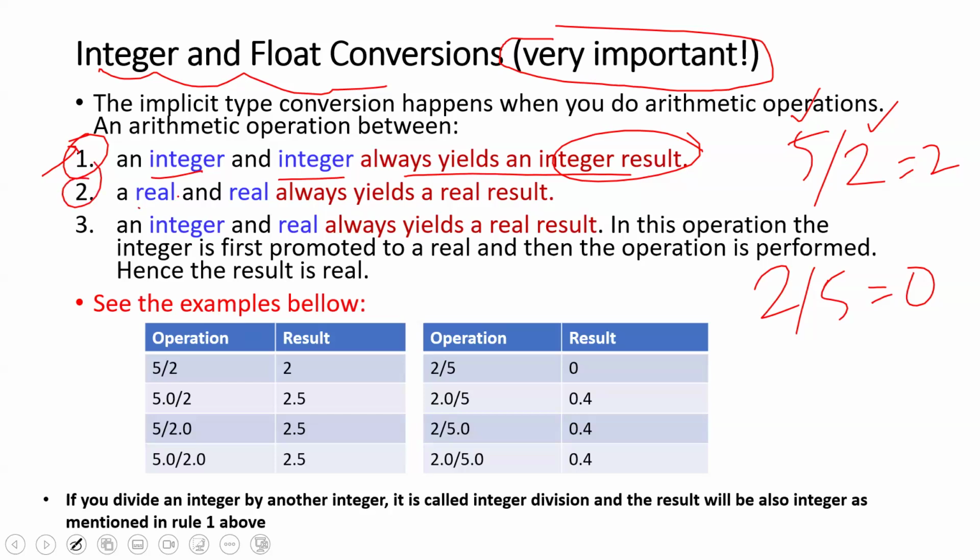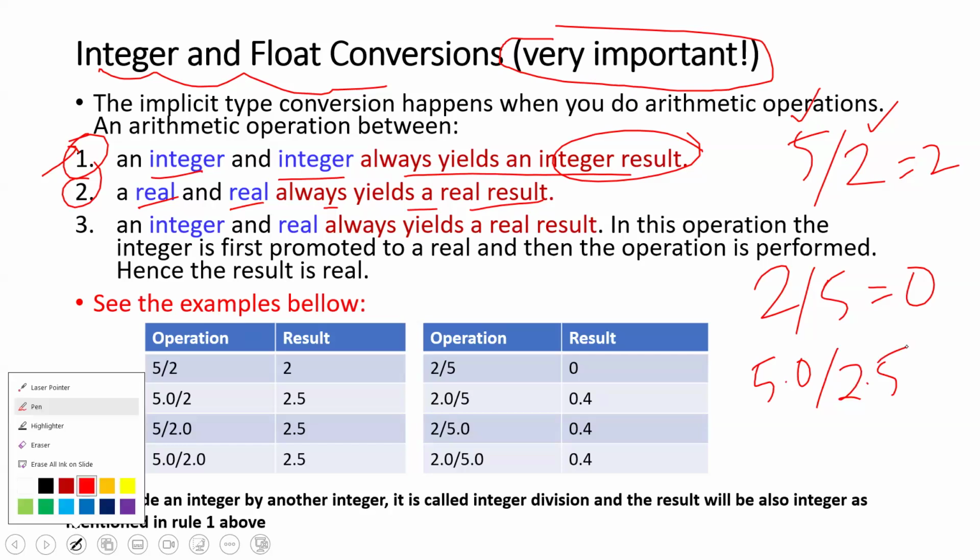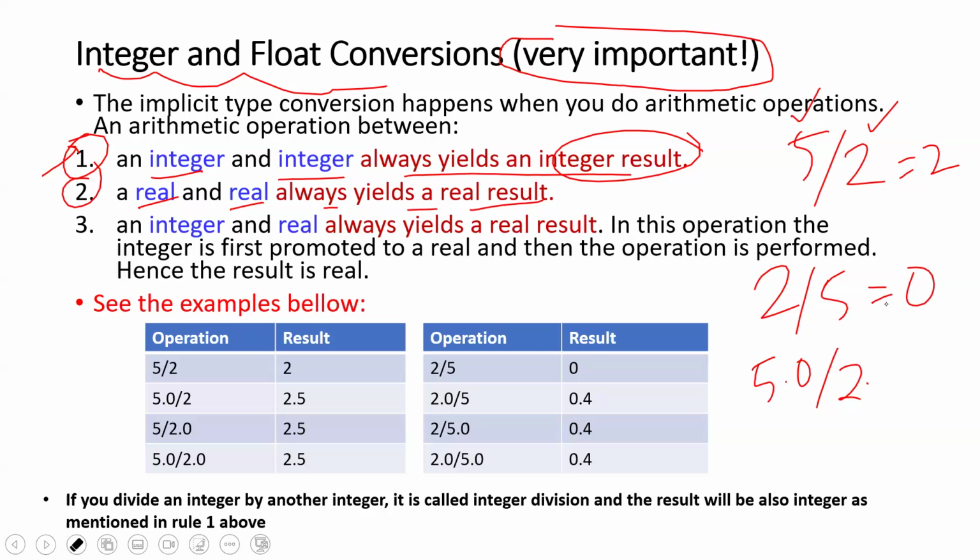Number 2, real and real always yields a real result. If both of them are float, the result also will be float. Example, 5.0 divided by 2.0. What will be the result? 2.5. Because both of them are float, the result also will be float. If you do 2.0 divided by 5.0, you get 0.4.